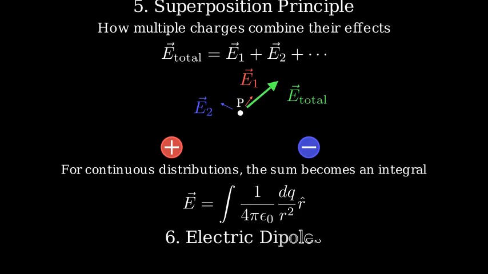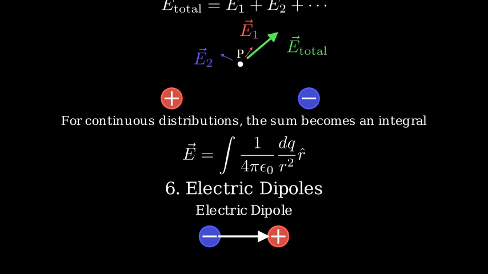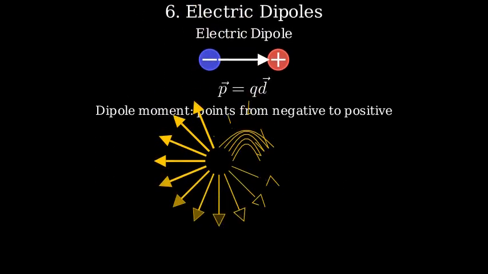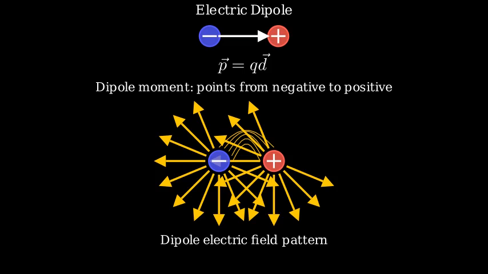Now, let's discuss electric dipoles, which are fundamental in many physical systems. An electric dipole consists of two equal and opposite charges separated by a small distance. The dipole moment is a vector quantity that characterizes the strength and orientation of a dipole. It's defined as p equals q times d, where q is the magnitude of either charge, and d is the vector pointing from the negative to the positive charge. Dipoles create distinctive electric field patterns that differ from single charges. Close to the dipole, the field is complex, but far away, it falls off more rapidly than the field of a point charge, as 1 over r cubed rather than 1 over r squared.